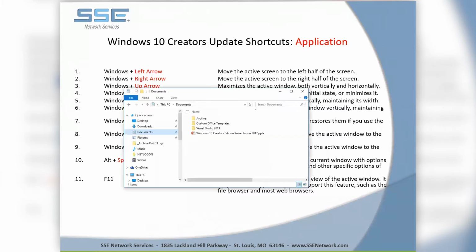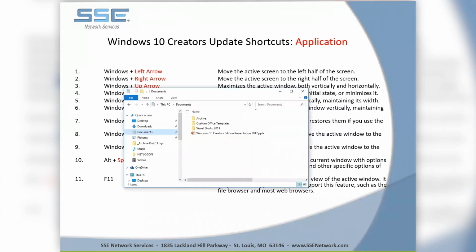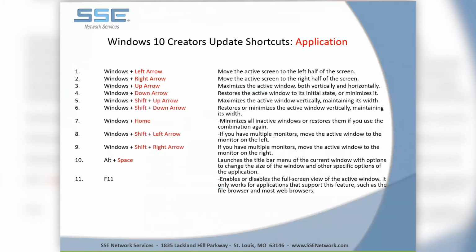This is basically, I'm using Windows Shift left and right arrow to move this one window across all of my monitors. So it's a very quick way to do that. Windows Shift left, Windows Shift right. Alt space launches the title bar of the current menu with options. And then F11 is a way to enable or disable full screen in the active window. So again, these are very helpful. I think the top two are the ones that I use the most, Windows left and Windows right arrow.